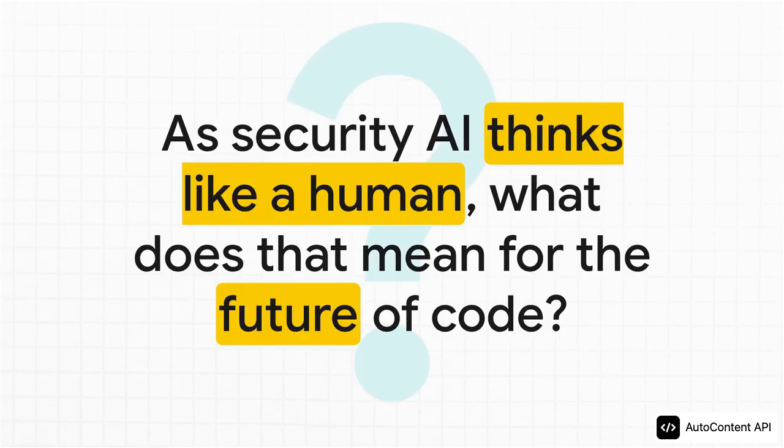And that leaves us with a final thought to chew on. We are really entering a new era where our security tools are evolving from simple pattern matchers into systems that can actually reason about a code's intent and behavior. So, as this security AI starts to think more and more like a human expert, what does that mean for the future of how we write, test, and ultimately secure our code?